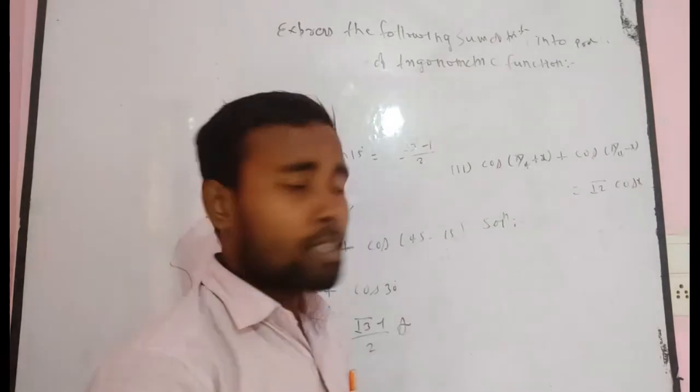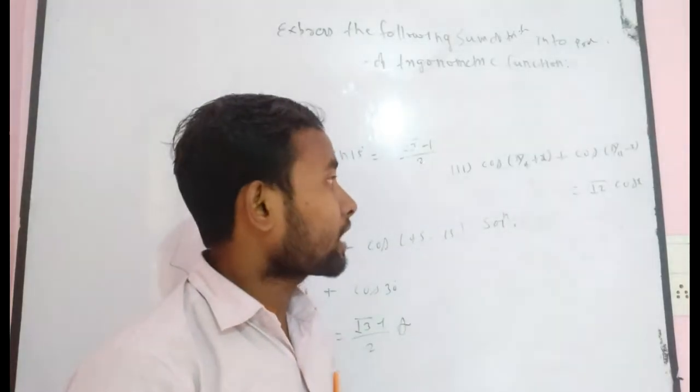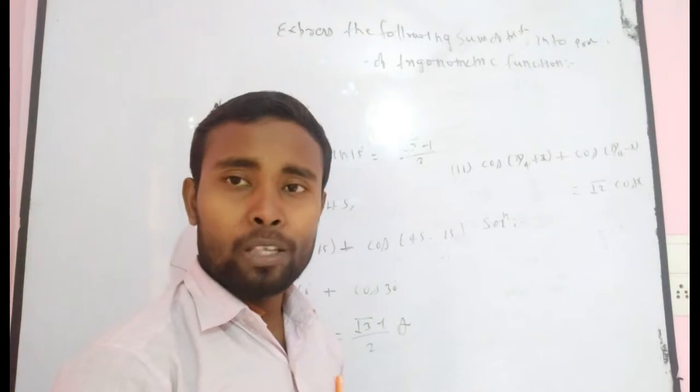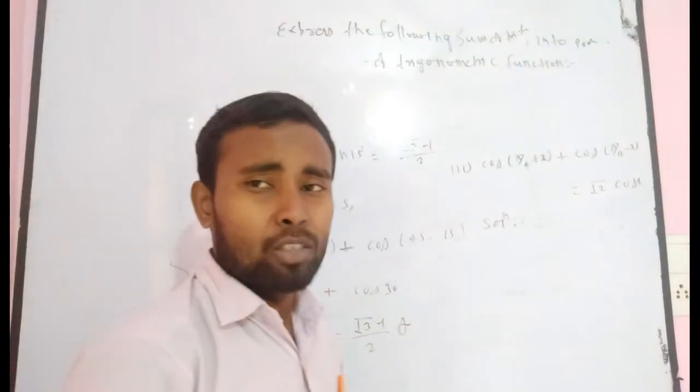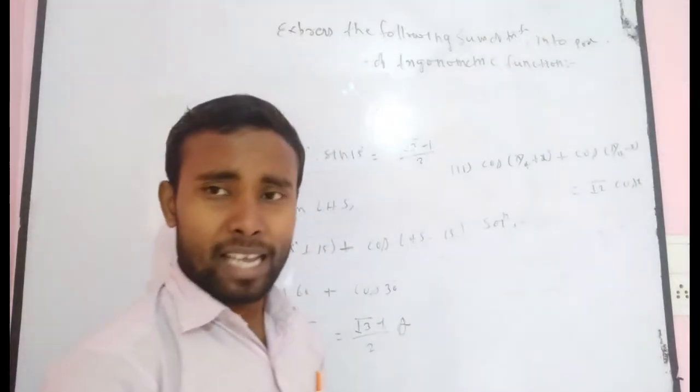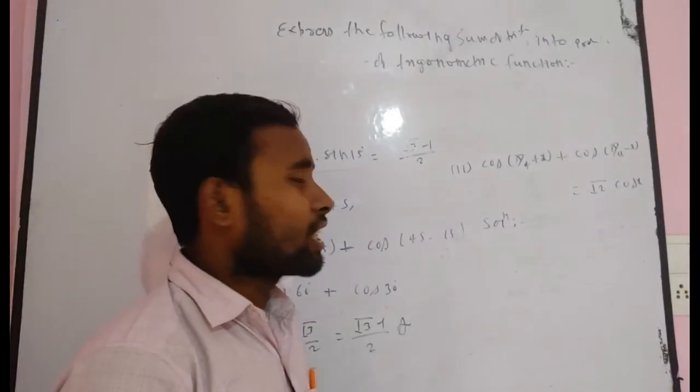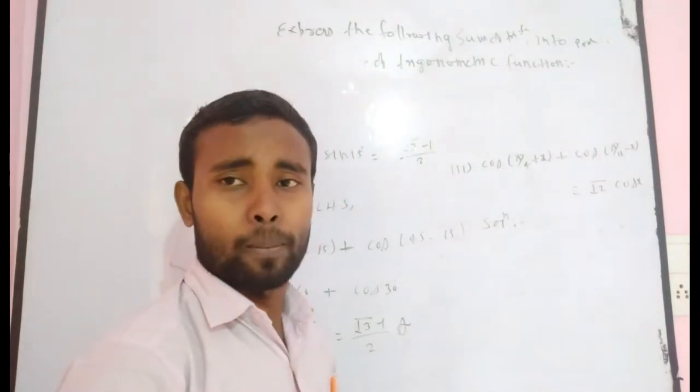Cos pi by 4, that means in both terms cos pi by 4, and you can take root 2 by root 2 plus 1 by root 2, that means root 2, and another term should be cos x, so you can find root 2 into cos x. But here you do not use this formula.